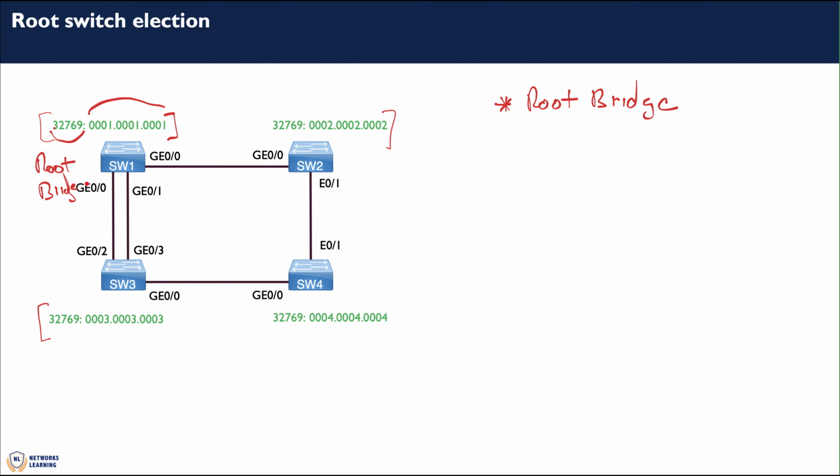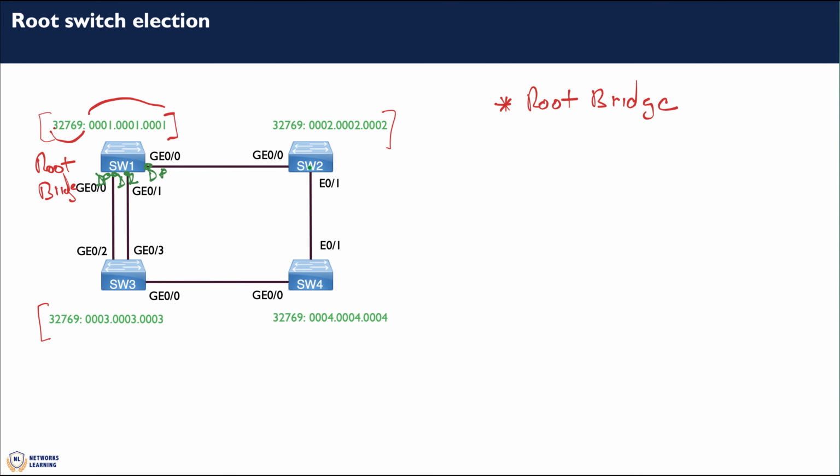So the root bridge is now established. Remember, all ports on it will be designated ports. I'll just change the color here. Designated port, and designated port, which means that this port here will be forwarding frames.